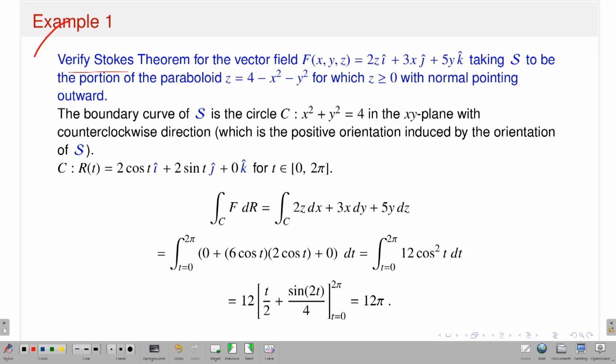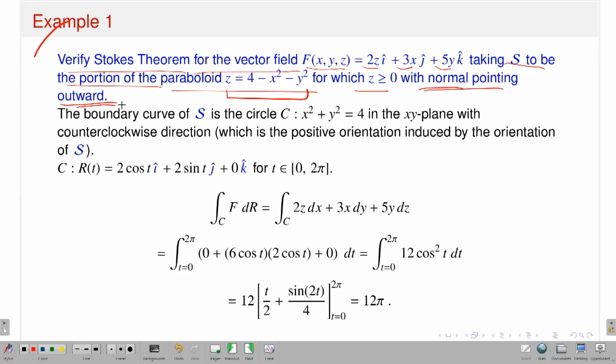I have written: verify Stokes theorem for this kind of vector field. You start with a vector field capital F of x, y, z, whose first component is 2z, second component is 3x, and third component is 5y, taking S to be the portion of the paraboloid z equals 4 minus x square minus y square, where z is positive, with normal pointing outward. I have to just calculate the left hand side and the right hand side, and see whether these two are equal or not.